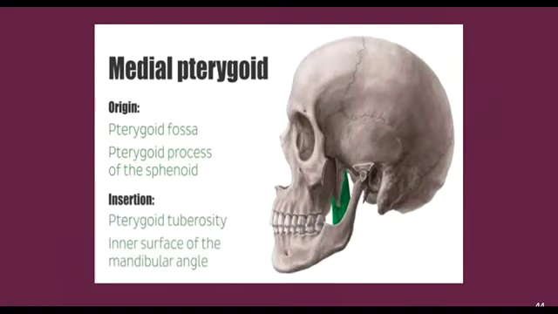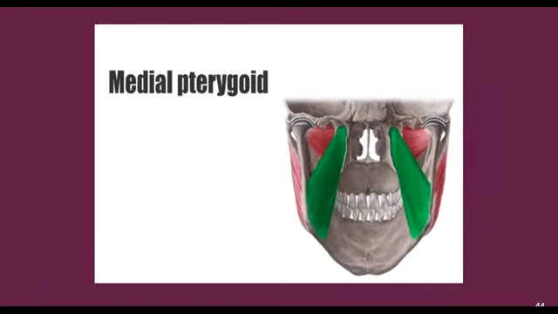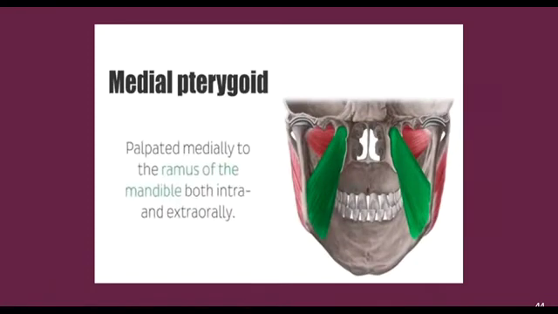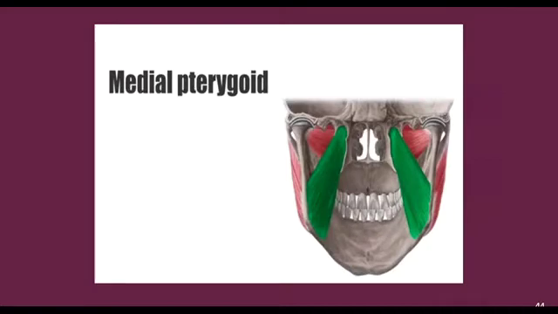Now, along with the masseter, this muscle forms a sling around the mandible, which helps in the movement of the jaw. It is palpated medially to the ramus of the mandible, both intra and extraorally, but intraoral palpation is difficult as the attachments are present within the skull.